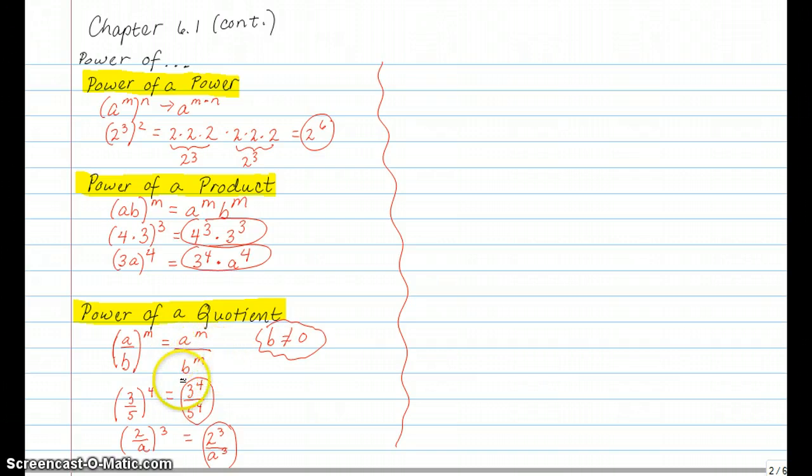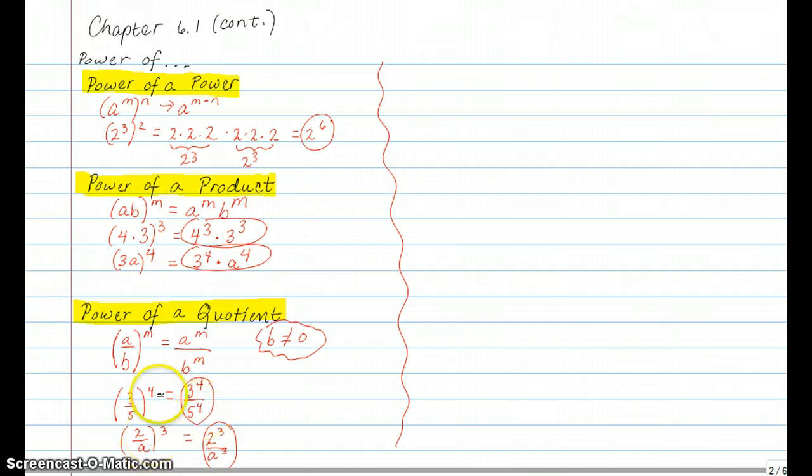Now again, in division, whenever you have quotients, that denominator cannot be 0 or it will be undefined. So you have to state that B cannot be equal to 0. So in this numeric example, 3 over 5, that would be 3 to the 4th over 5 to the 4th power. Again, we're not simplifying, we're not evaluating this, we're just simplifying it.